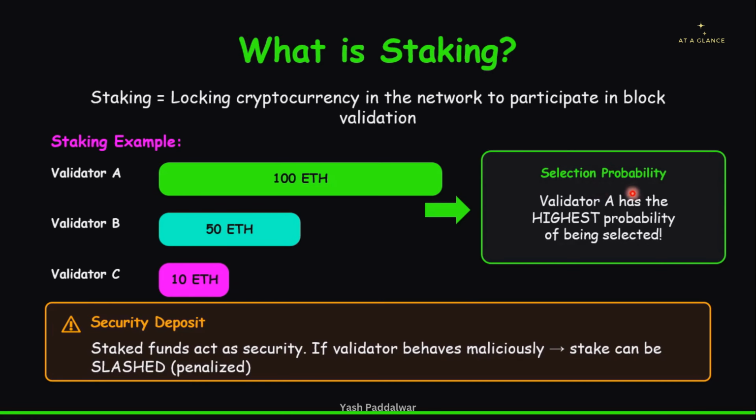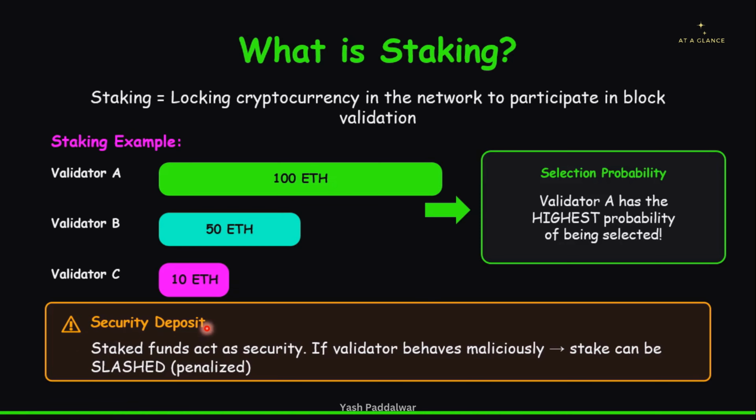Now how will the selection happen? The selection probability will be like this. Out of all of these, validator A has the highest stake, right? 100 ether is higher than 50 and 10. So validator A will have the highest probability of being selected. Like this the work goes on. So this is called staking. Everyone stakes, and whichever is the highest will win.